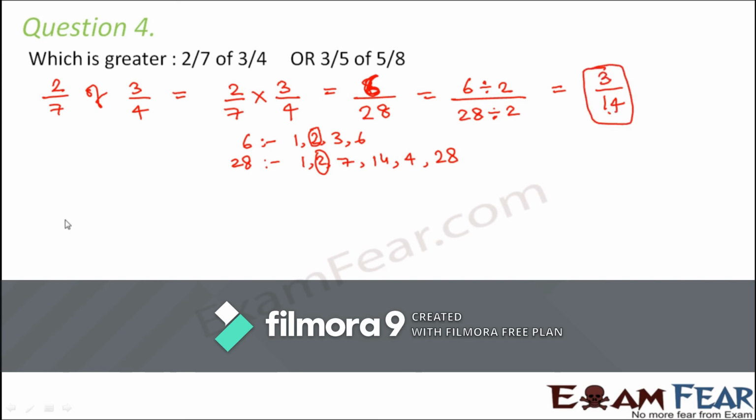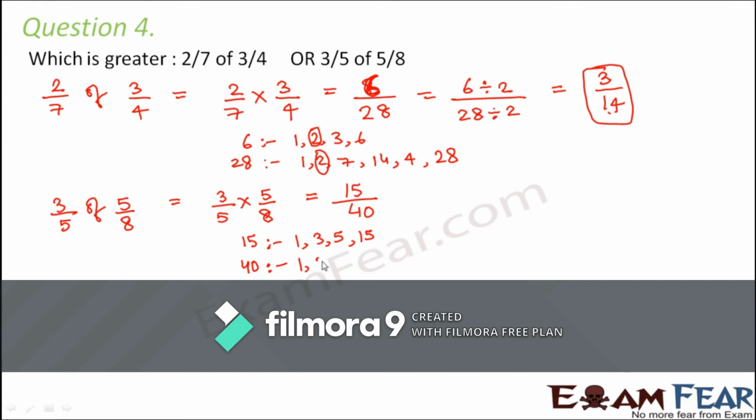So this is one fraction which needs to be compared. The other fraction that needs to be compared is 3 by 5 of 5 by 8, which is equal to 3 by 5 into 5 by 8. So this is equal to 15 by 40. So again, if you look at their factors, 15 is 1, 3, 5 and 15 and 40 is 1, 2, 5, 4, 10, 8, 20 and 40. So which is the highest common factor?